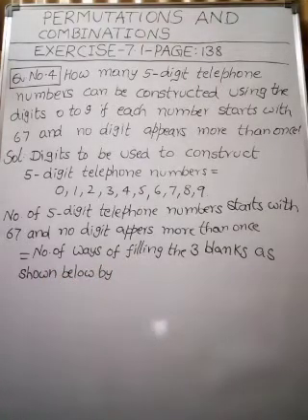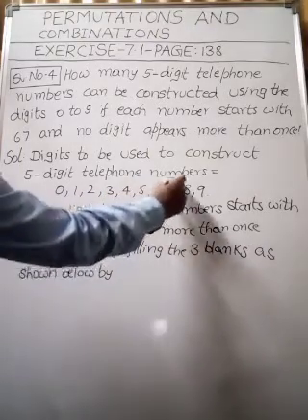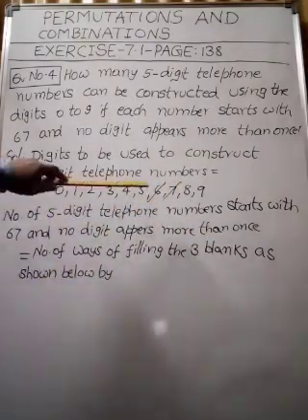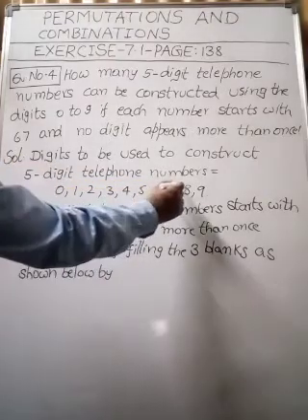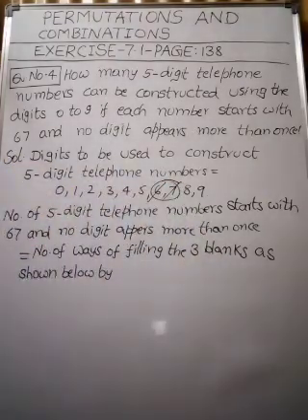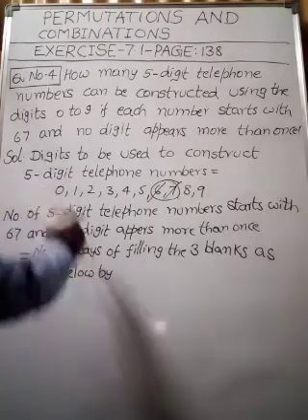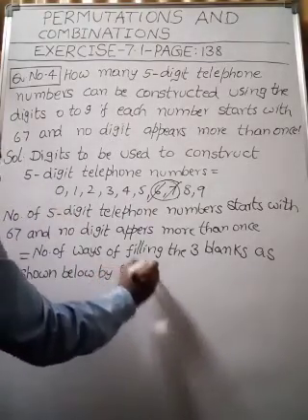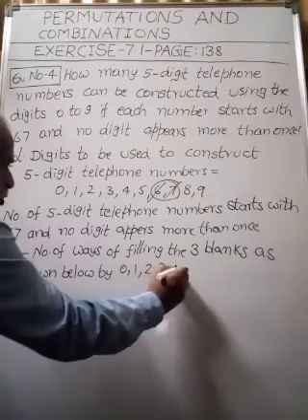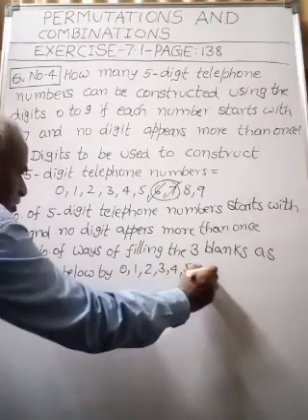As shown below, which numbers should be used here? 6 and 7 are already used. No digit should be repeated, which means these two numbers should not be used again. So, by which digits? By 0, 1, 2, 3, 4, 5, 8, 9.